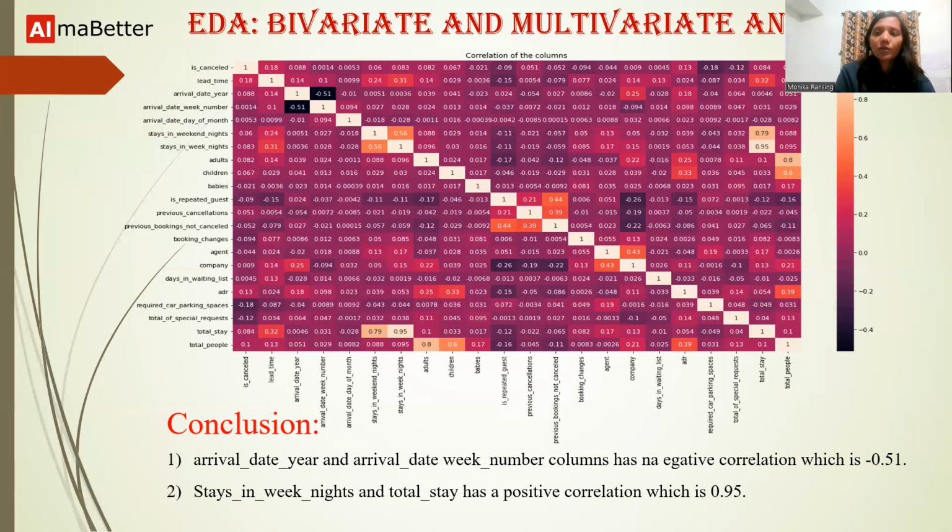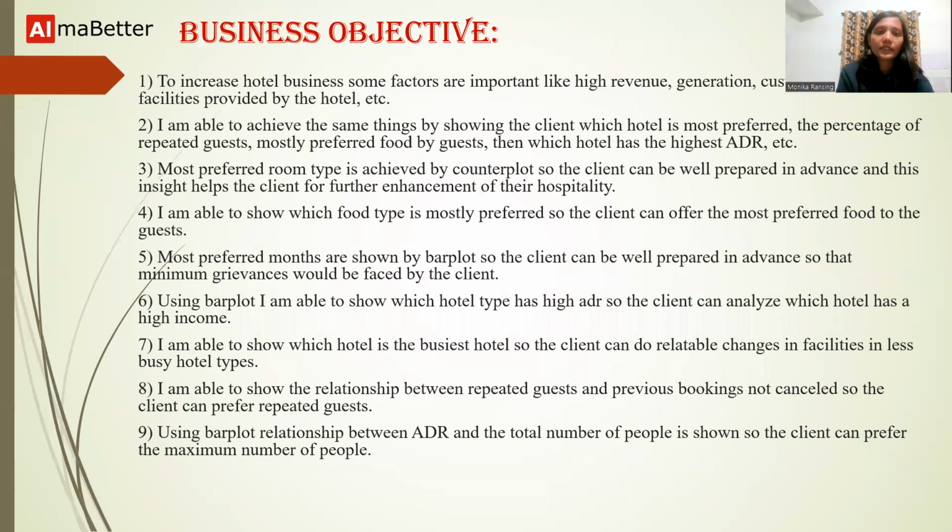Okay, so this is about my EDA work in this project. From that EDA work I can predict some business objectives. The first objective is, if we want to increase our hotel business, then there are some important factors like high revenue generation, then customer satisfaction, then facilities provided by the hotel to customers, etc. So these factors are very important to increase our hotel business.